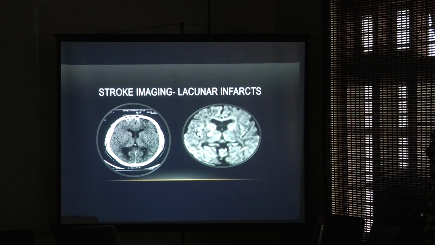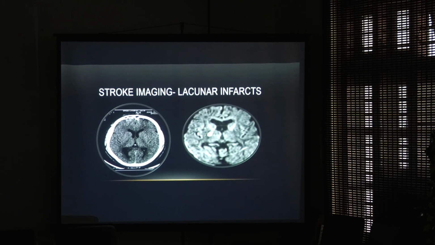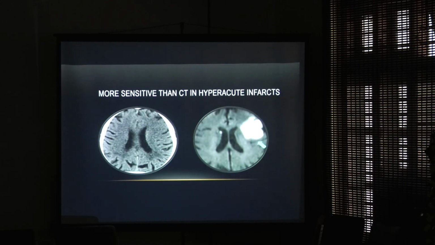Stroke imaging, CT image, early stroke: lacunar infarcts in the right basal ganglia are missed in CT. It's not visualized in CT, but it is easily picked up in diffusion weighted imaging of MRI. CT almost looks normal, but retrospectively there is some effacement of the cortical sulci here as compared to the right side. But diffusion weighted imaging of MRI picks up a large MCA territory infarct and also a smaller infarct in the right corona radiata.